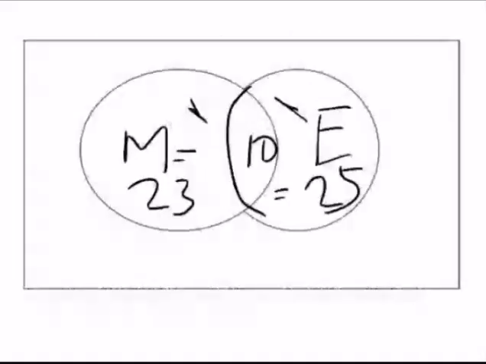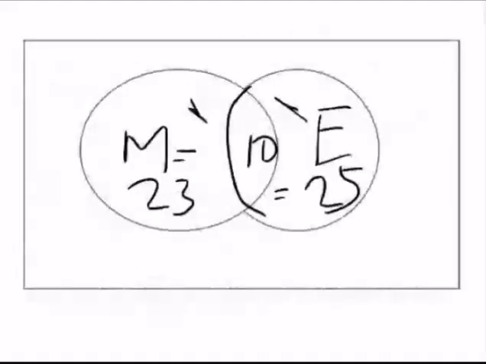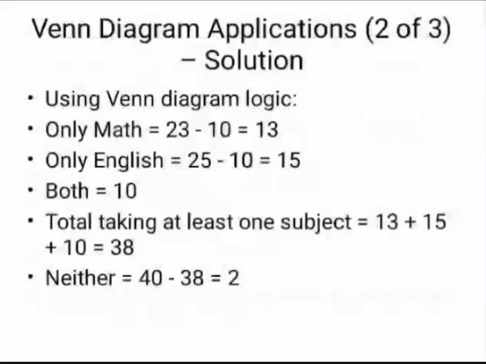Now we're trying to find those that are taking none at all. We're going to add the number of people taking only maths, the number taking only English, and also those taking both, and that makes it 38. That means 38 people are offering at least one of the subjects. So 40, which is the total number of students, minus 38 is 2. So 2 people are taking none of the subjects at all.